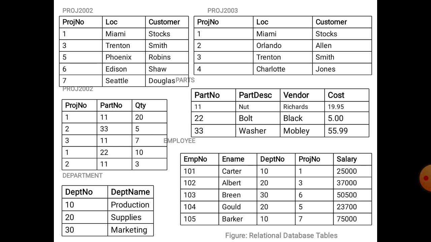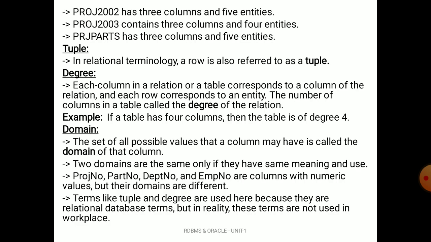The tables have different entities and different attributes. For example, PROJ2002 has 3 columns and 5 entities. PROJ2003 contains 3 columns and 4 entities, and PRJ pods has 3 columns and 5 entities. In relational database management systems, some of the terminologies are used from E. F. Codd. The terminologies are, first one, tuple. A row is also referred to as a tuple. In a relational database management system, a row is called a tuple.